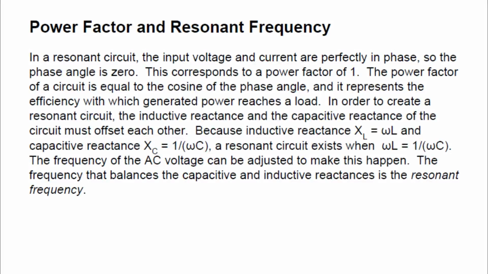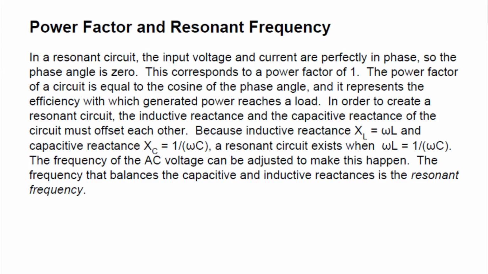Still on that first slide. When the voltage and the current are perfectly in phase, we say that we have a power factor of 1. The power factor of a circuit is equal to the cosine of the phase angle, and it represents the efficiency with which generated power reaches a load. So you want a power factor of 1. It means the power you're producing is actually getting to the load with very good efficiency.